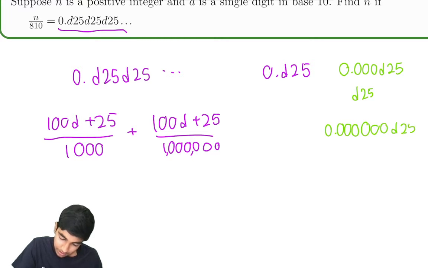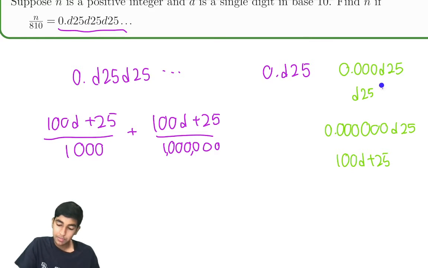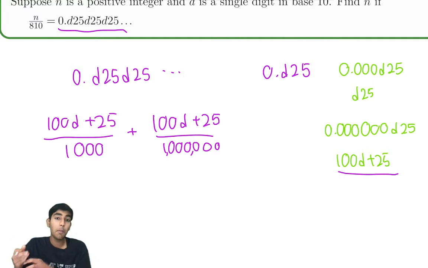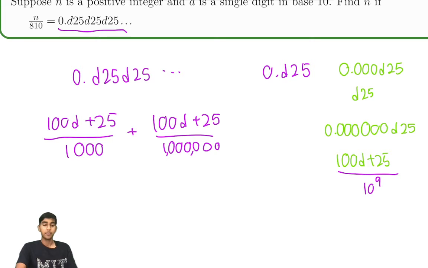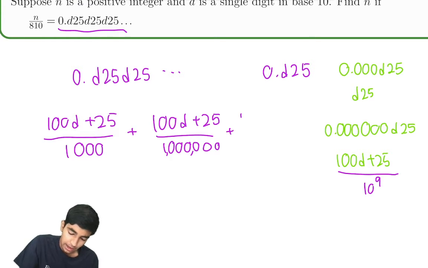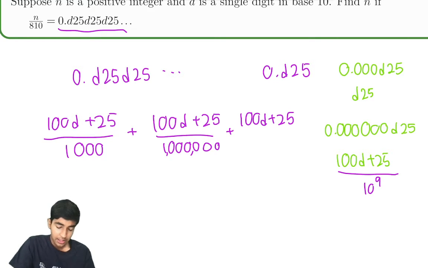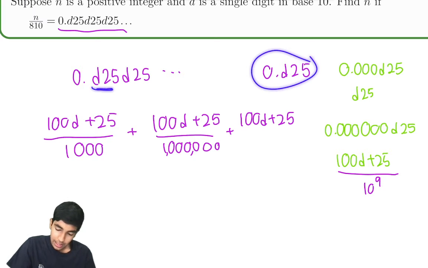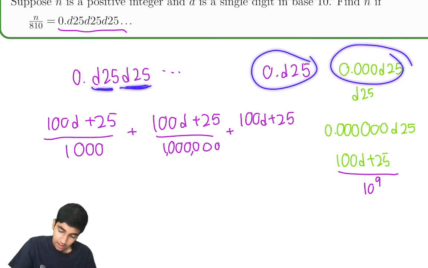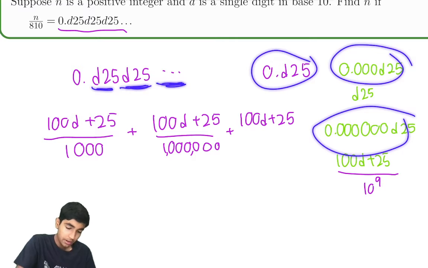0.00000D25. This is again 100D plus 25, which is the simple expression D25 over this time. We're shifting the decimal point 9 places left, so over 10 to the 9. Interesting. So from here, it's the same thing. The expression we're dealing with seems very similar, right? This is this part over here. This is this part over here. This is the next part over here, this one.